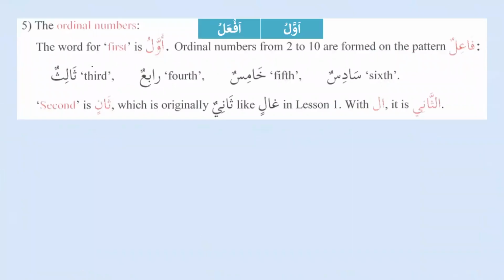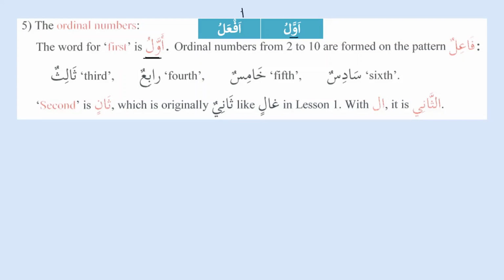The ordinal numbers. All right, so if you look at the numbers over here, the word for first is awalu. So awalu is mamnu min as-sarf. Why is it mamnu min as-sarf? Because it is on the pattern of af'alu. How is it on the pattern of af'alu? Because basically, you can see that waw has tashdid on it.